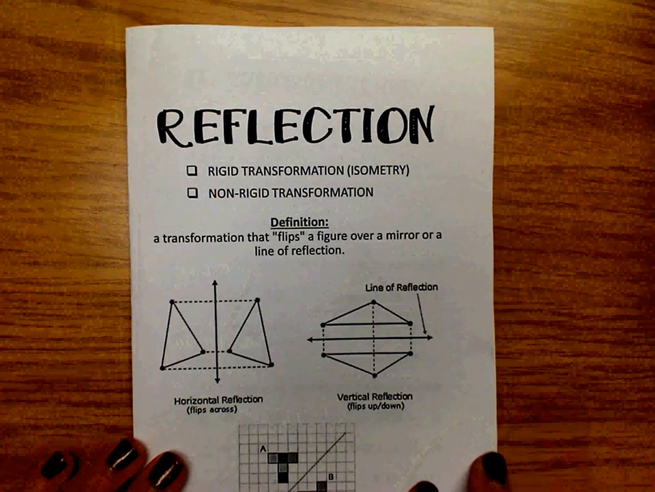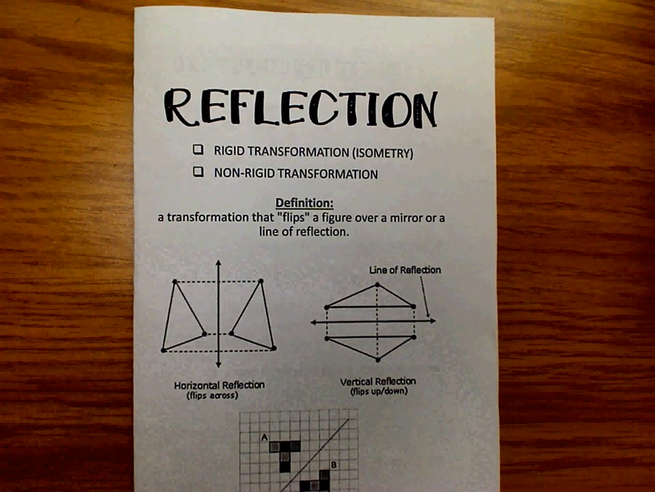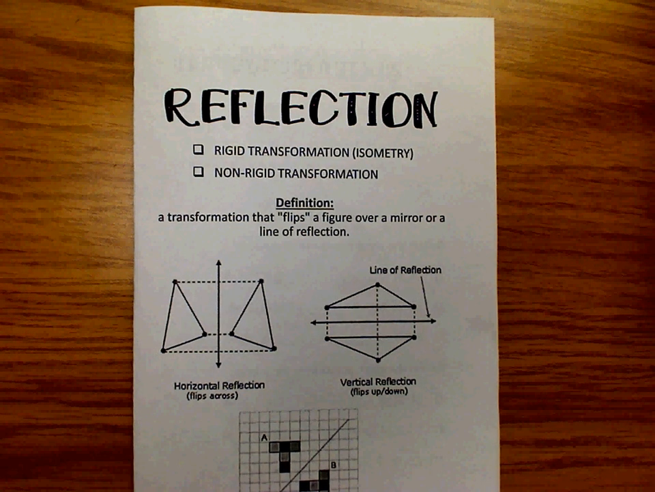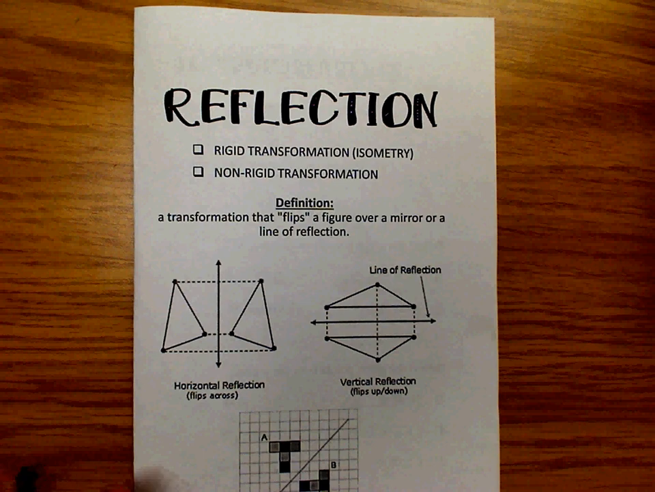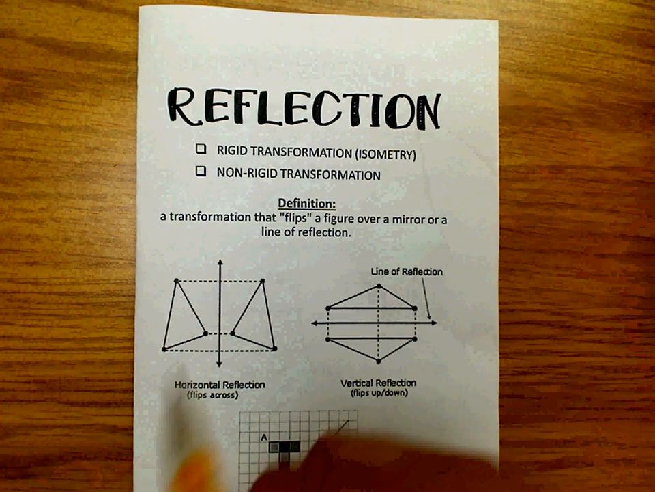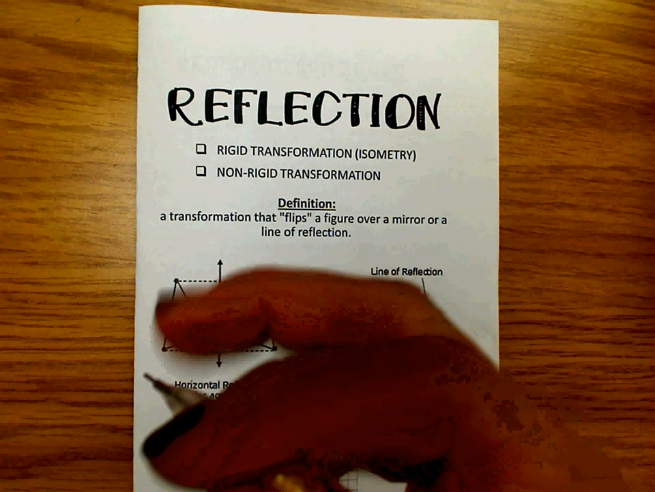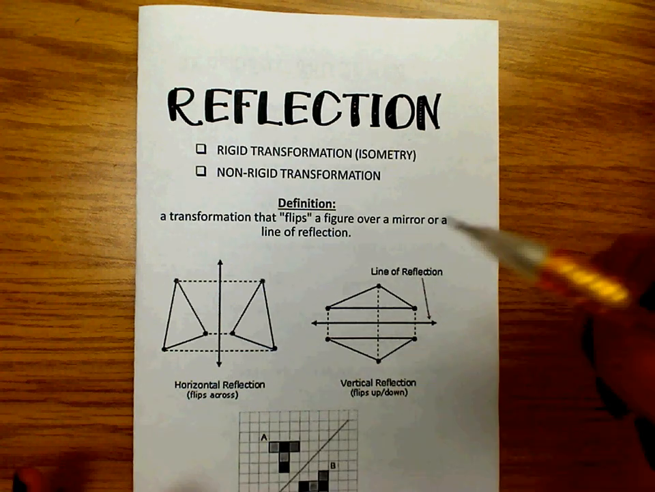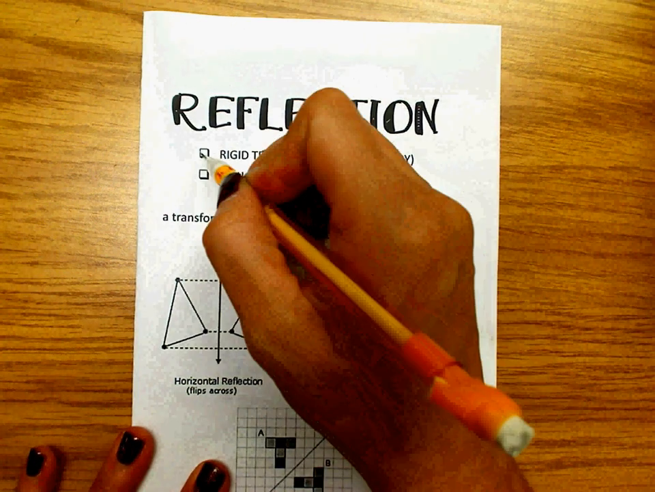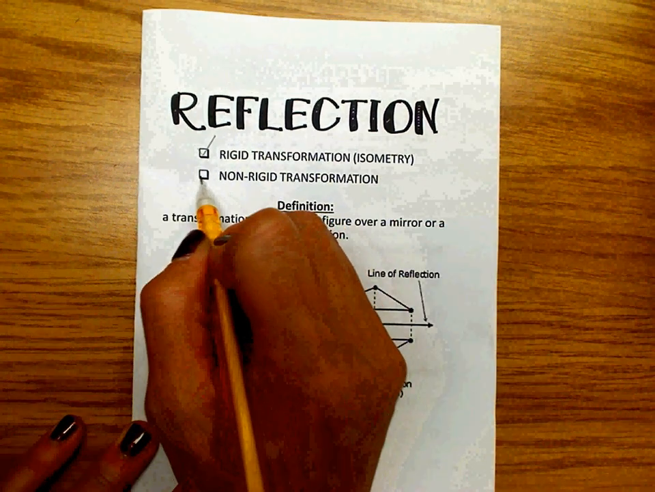So reflection. This is the sheet that you need to have. We've been focusing for the last couple of days on translations, which is a slide. A reflection is a flip. So let's take a look here. A reflection, what did we say from the beginning? It's a rigid transformation. It's not non-rigid.